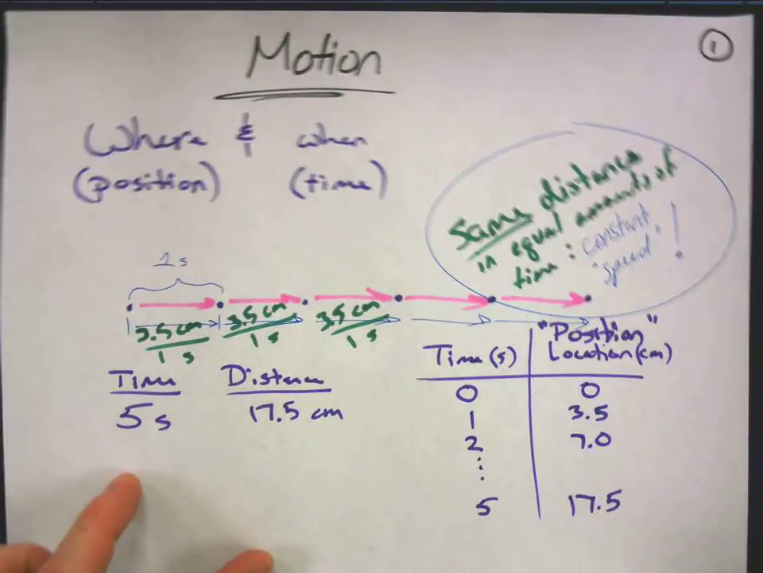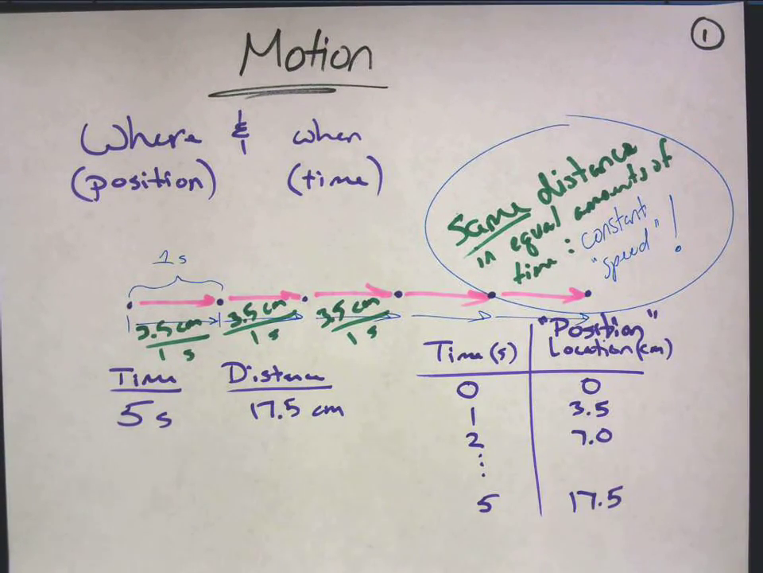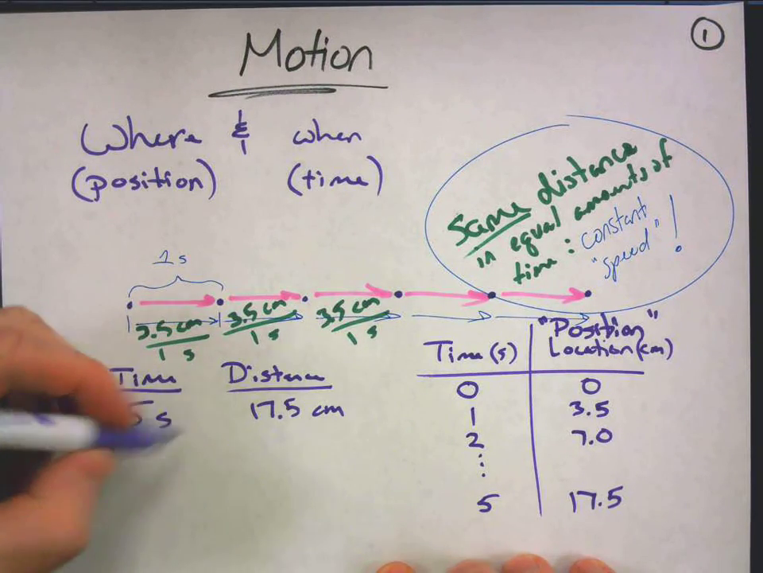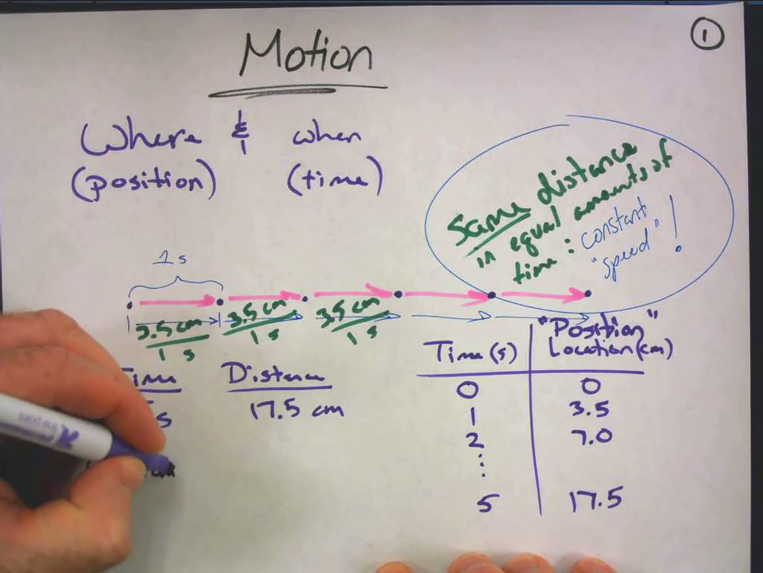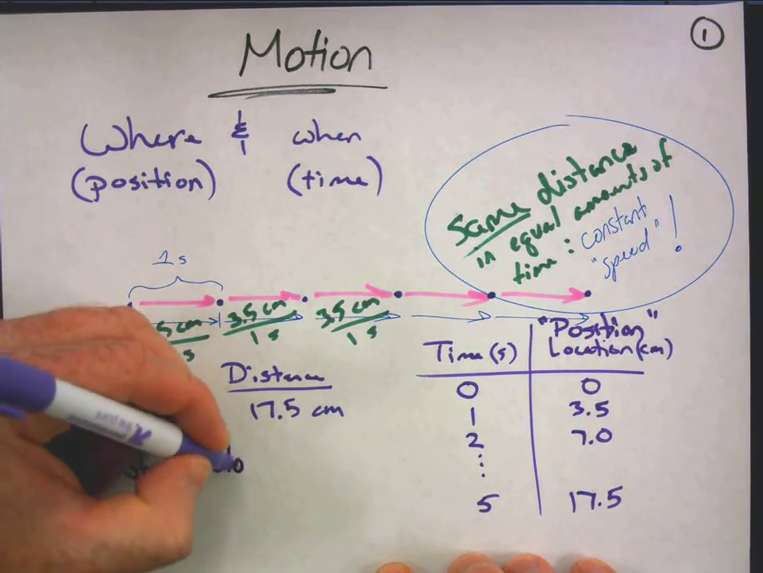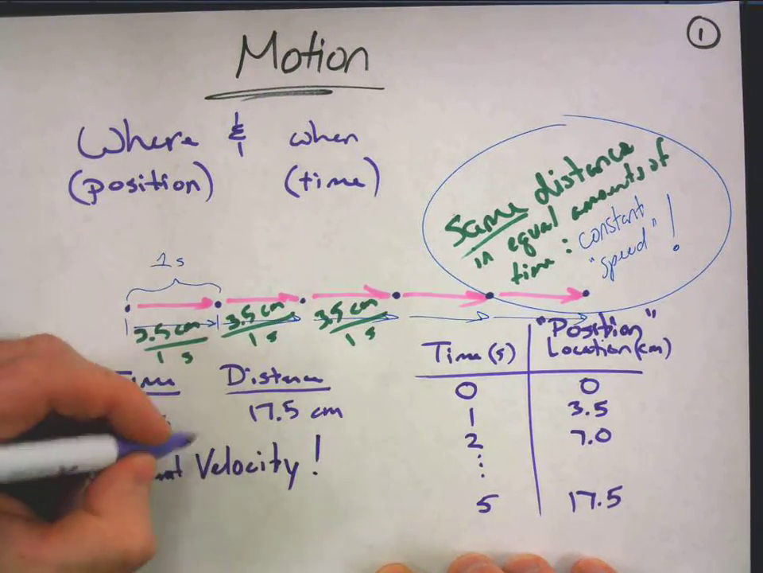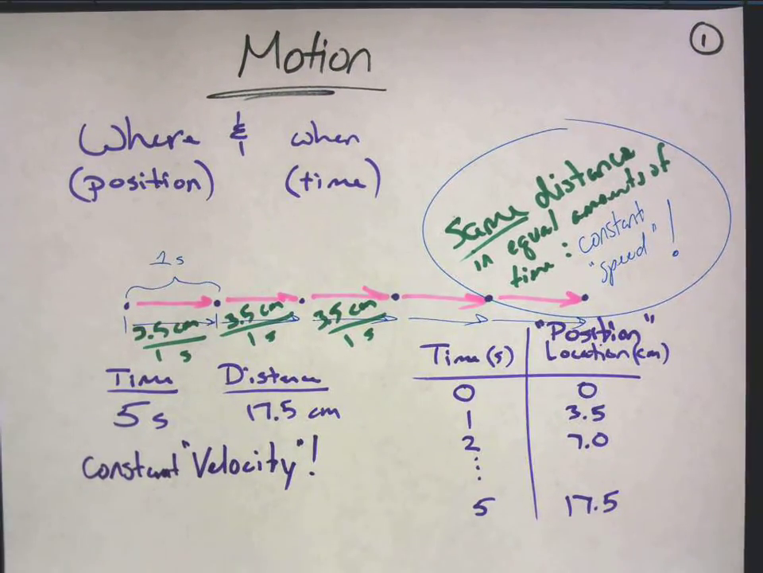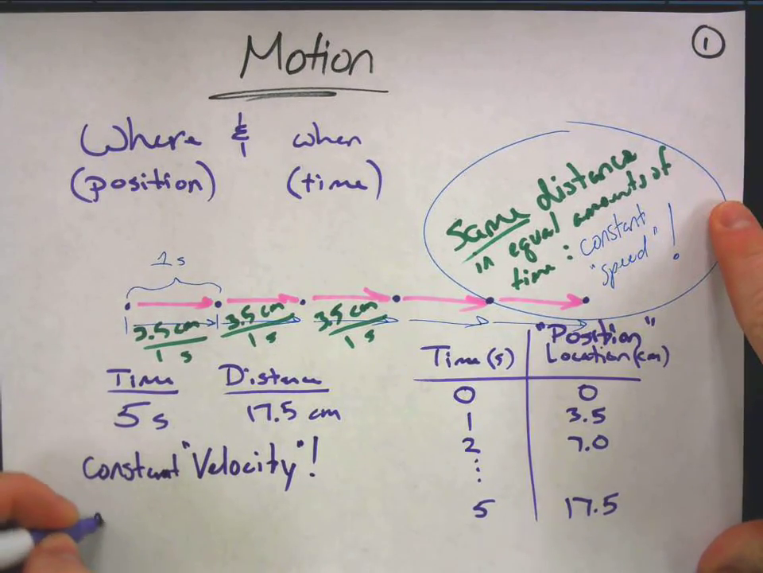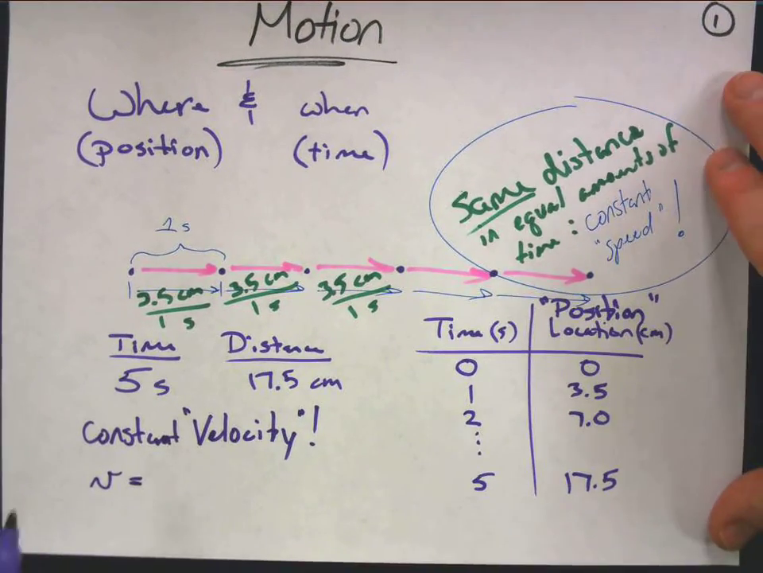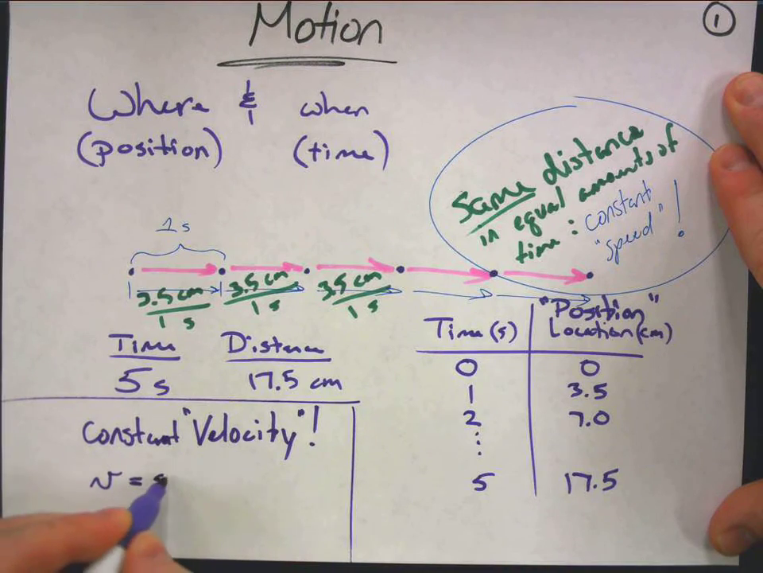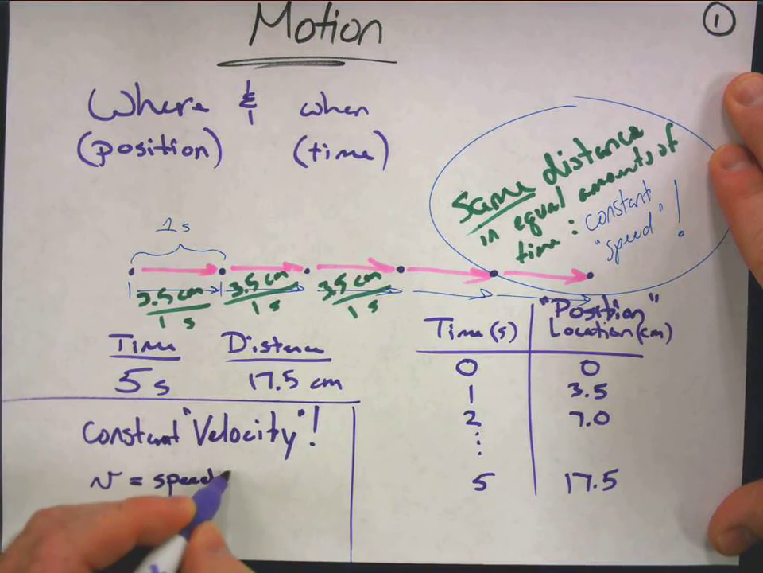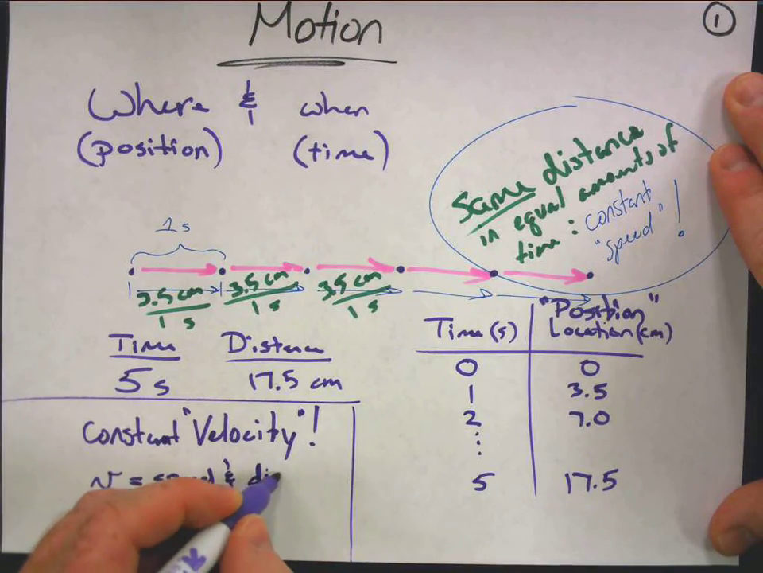Not just constant speed. There's a new word you're going to learn, and it's called velocity. So we are also going to say constant velocity. Think of velocity as equal to, I'm not writing an equation here, just a definition. Constant velocity. Velocity is more or less equal to speed and direction. They both matter.